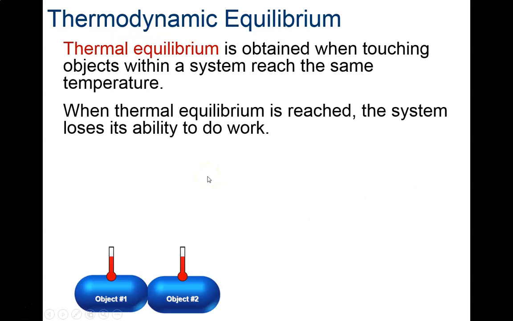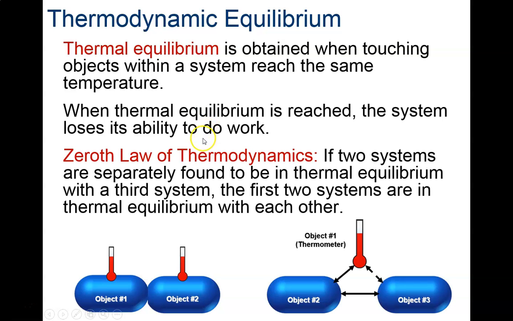Thermal equilibrium basically means that two things are at the same temperature. When two substances are at thermal equilibrium, work cannot be done. Now that's ignoring the fact that energy can be stored in the chemical bonds of a substance like gasoline, but ignoring that sort of thing. When two substances reach the same temperature, you lose the energy to do work.